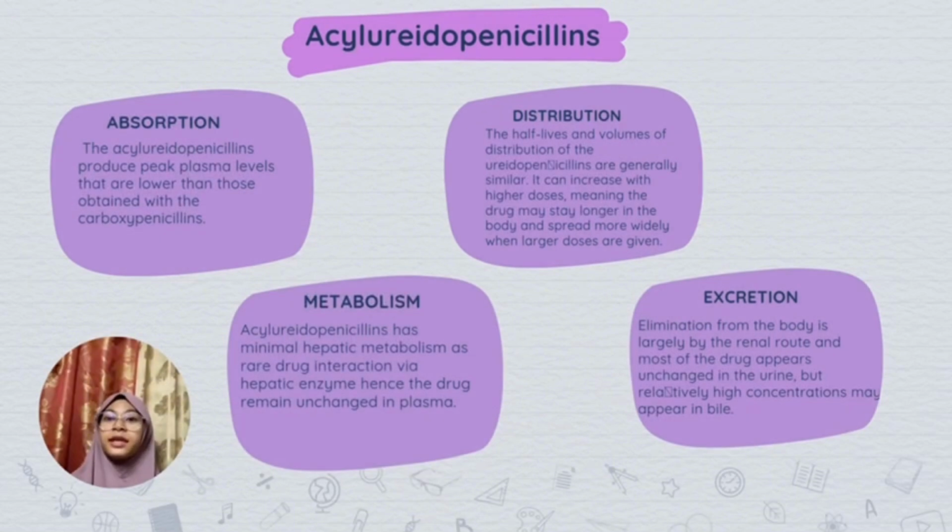For acylureidopenicillin, absorption directly affects plasma level. If a drug is absorbed less efficiently or spread widely into tissue, the peak concentration in the blood will be lower, even if the total dose is the same. Distribution, the half-life and volume of distribution are generally similar. Both can increase with higher dose, meaning the drug may stay longer in the body and spread more widely when larger doses are given.